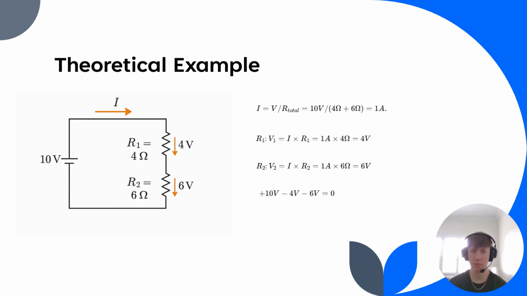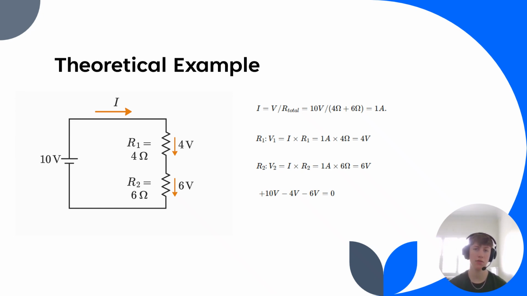Let's look at a simple example shown here, in which we have a 10-volt battery connected in series with two resistors. One resistor is 4 ohms and the other is 6. Therefore, the total resistance is 10 ohms, so the current is 1 ampere. Using Ohm's law, voltage across R1 is equal to the current times the resistance of R1, which is 4 volts.